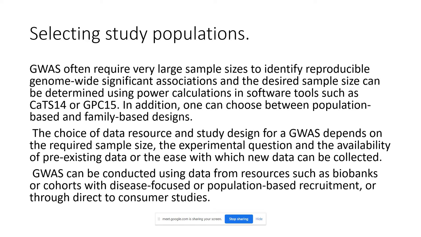The choice of data resource and study design for GWAS depends on the required sample size. I have already told you, it depends on the sample size, whether you are choosing the population or family. So your time and resources are very important. What resources do you have? The experimental question and the availability of pre-existing data. What data do you have? Do you have the data of the population? Do you have the data of the family?